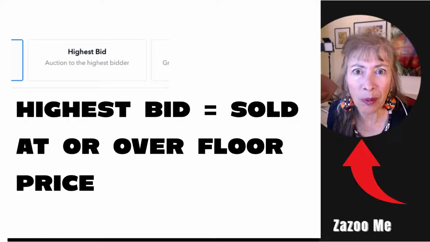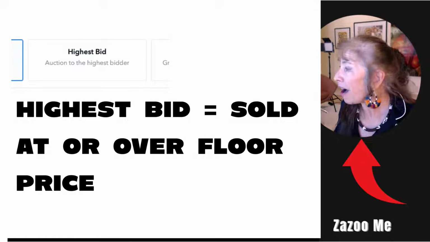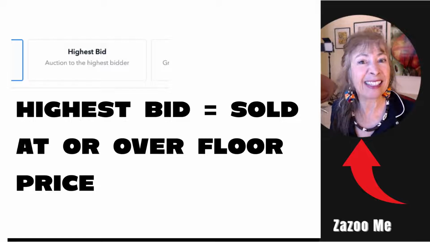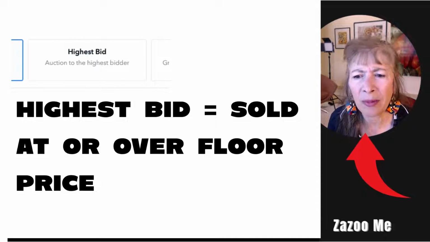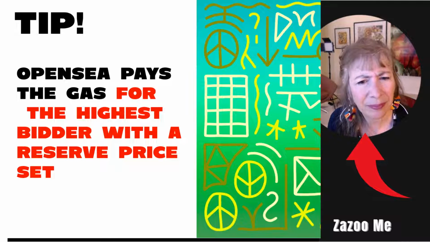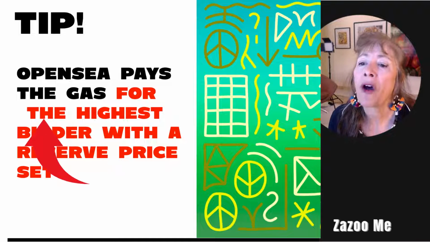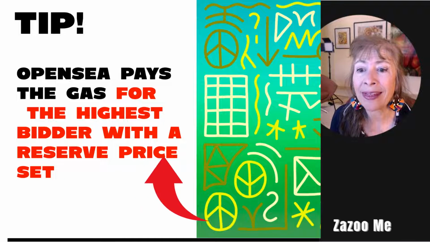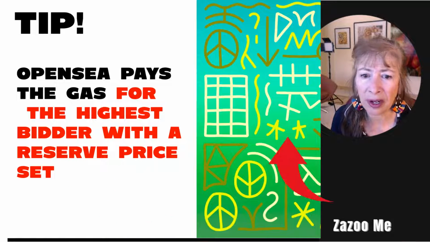Or like what happened to Beeple when he sold his NFT on Christie's and it went up to $69 million. I mean, you never know what's going to happen, right? $65.9 million, I think that's what it was. Insane things can happen. So OpenSea pays for the gas for the highest bidder with a reserve. That's a floor price, okay, with the reserve price set.